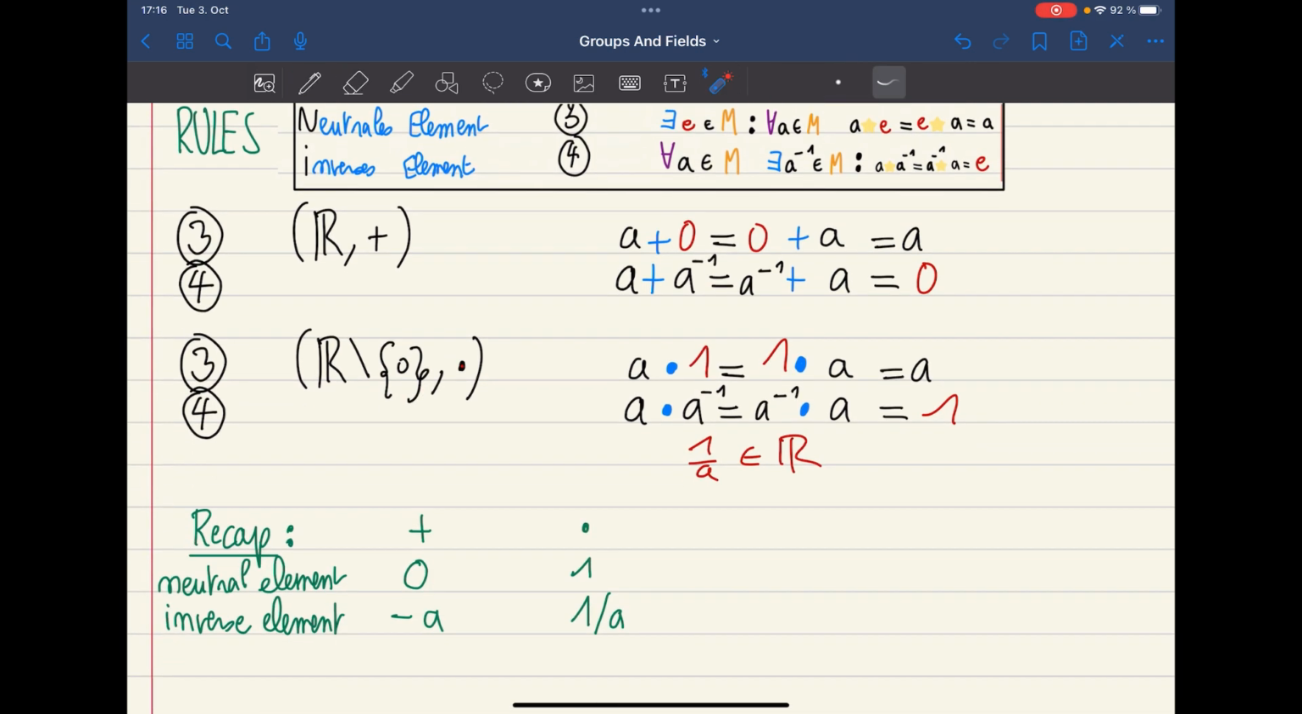Let's recap. What element when you add it doesn't change anything? 0. What element when you multiply it doesn't change anything? 1. What element when you add it you obtain 0, the neutral element for plus? Minus A. What element when you multiply it you obtain the neutral element for multiply? 1 divided by A. Because A times 1 divided by A is equal to 1, which is the neutral element for multiply by.